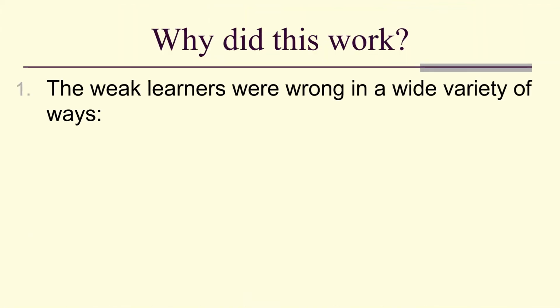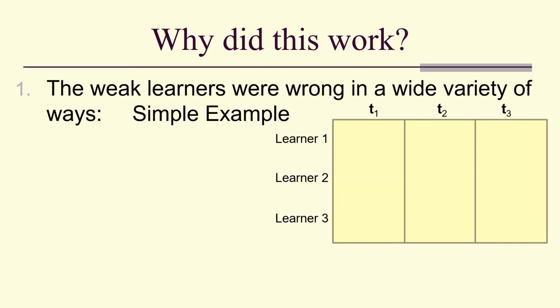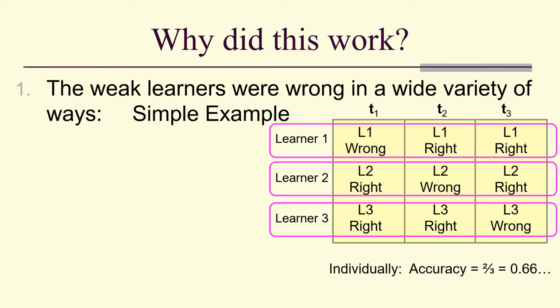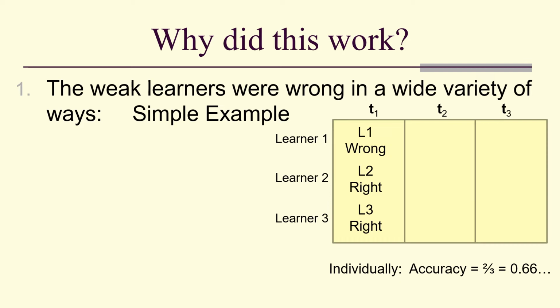So why did this work? Well, the weak learners were wrong in a wide variety of ways. Let me show you a simple example. So here we have 3 learners and 3 observations. Suppose the first learner gets the first observation wrong, but the other 2 right. The second learner misses the second observation, but the other 2 are right. And the third learner gets the last one wrong, but the other 2 right. That means each one of them has an accuracy of 2/3, which is about 0.666.